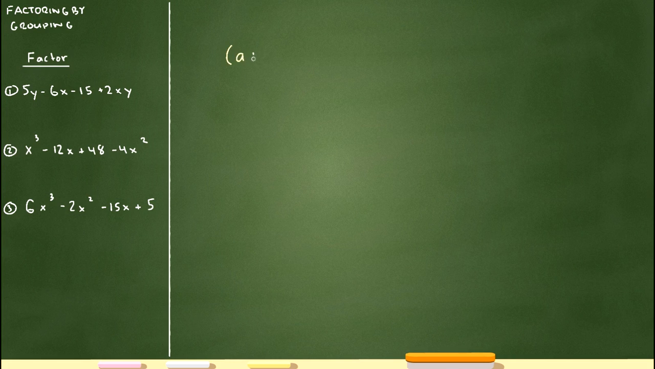We may have something like A plus B times C plus D. So this is a binomial times a binomial. This is what our answers will look like for the most part.